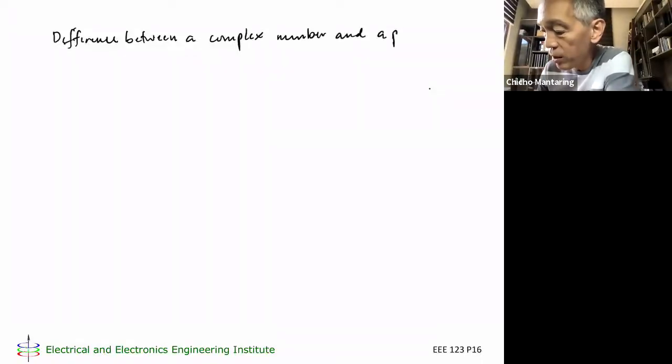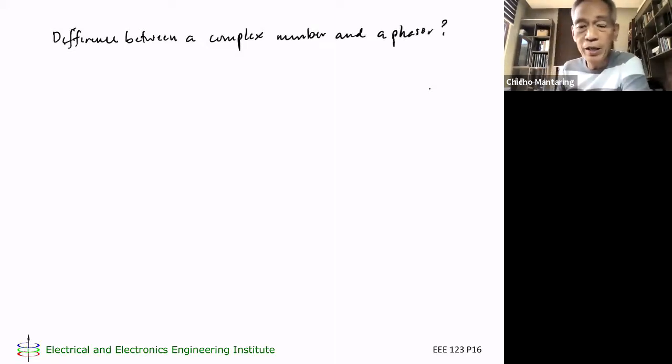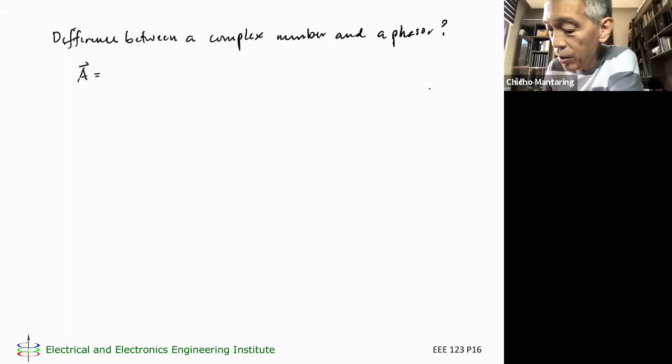And the phasor. Can somebody tell me the difference? So let's say I have a phasor A, which is equal to A plus JB, and then I have a complex number A, which is equal to A plus JB. What is the difference between these two?